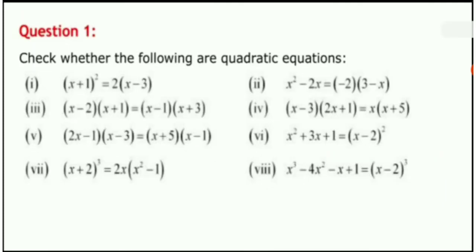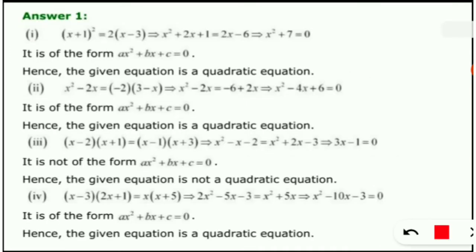Next, (x − 3)(2x + 1) = x(x + 5). Solution: (x − 3) in bracket into (2x + 1) in bracket equals x into (x + 5). If we multiply this, that means 2x² − 5x − 3 = x² + 5x. After simplification we get x² − 10x − 3 = 0. So it is of the form ax² + bx + c = 0. Hence the given equation is a quadratic equation. Okay, very simple.